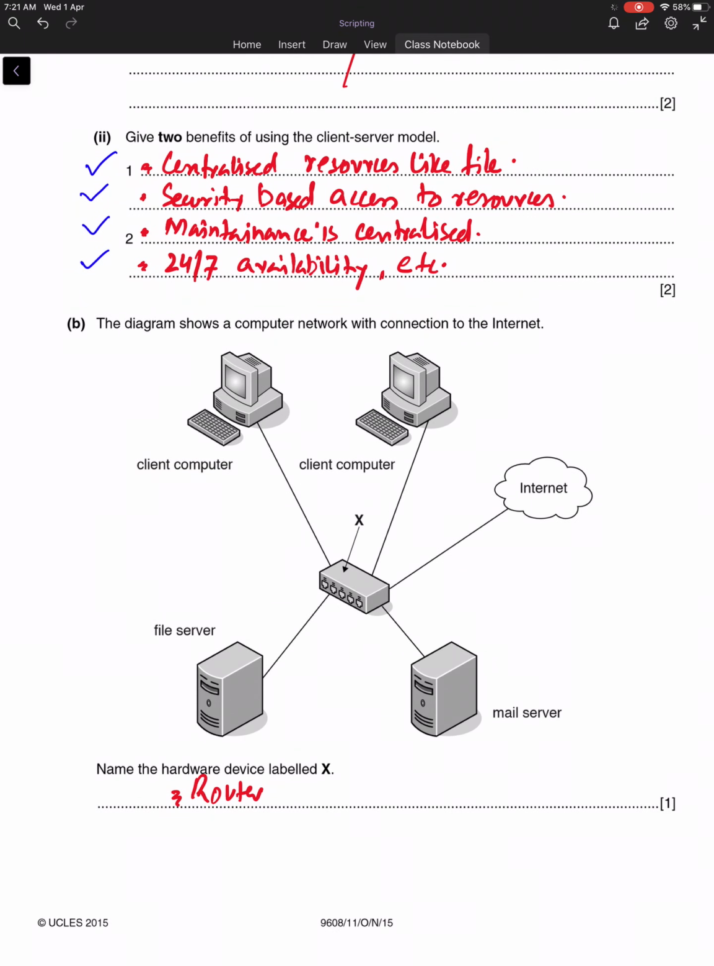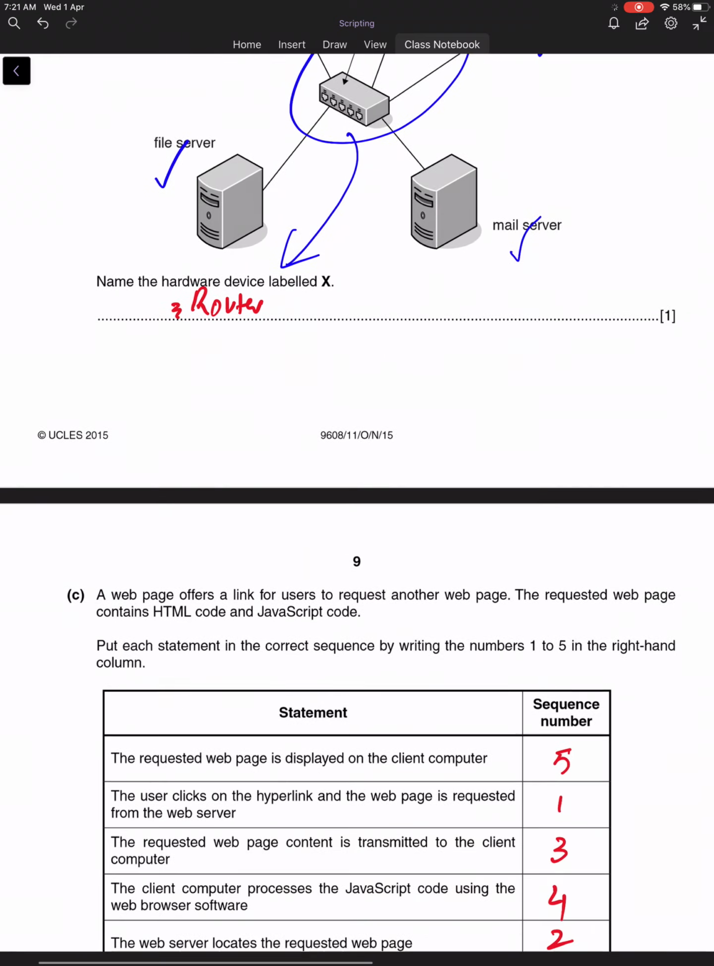The diagram shows a computer network. Obviously, this is a client, this is another client, this is a file server, this is a mail server, this is internet. So this should be the router. So name the hardware device labeled X.